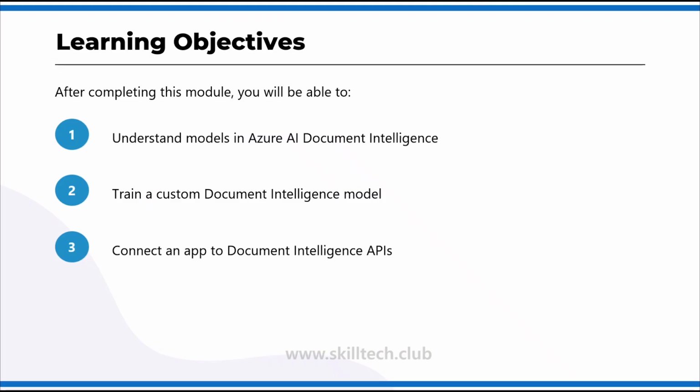In this module, the learning objectives are like this. First, we will understand models in Azure AI Document Intelligence. We will train a custom document intelligence model, and then we will connect our application to the Document Intelligence API so that we can write code using that.